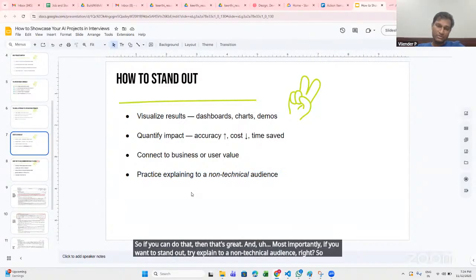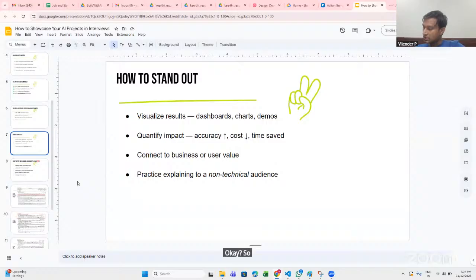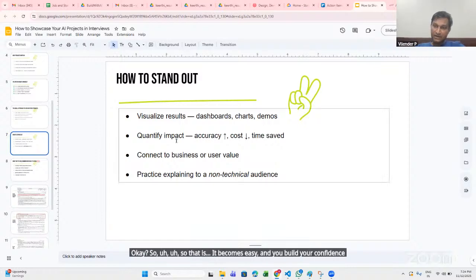So if you know somebody who's non-technical and try to explain to them, then you can explain to anyone, correct? That way it becomes easy and you build your confidence that you can clarify to anyone.